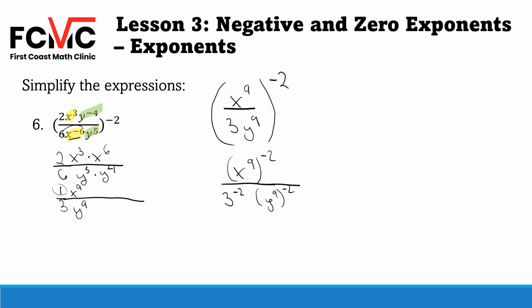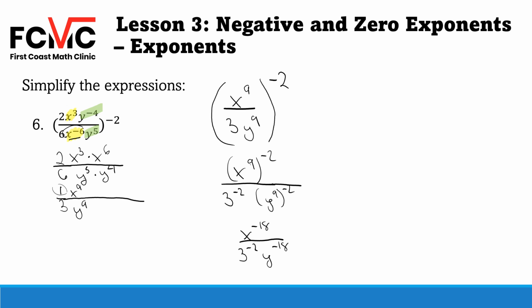Now we have the power to a power property. So power to power, we want to multiply our exponents. So we're going to get x to the negative 18th, 3 to the negative second power. I'm going to keep that 3 to the negative second power for right now. Y to the negative 18th. And now we've got everything with negative powers. So let's rewrite this with positive exponents.